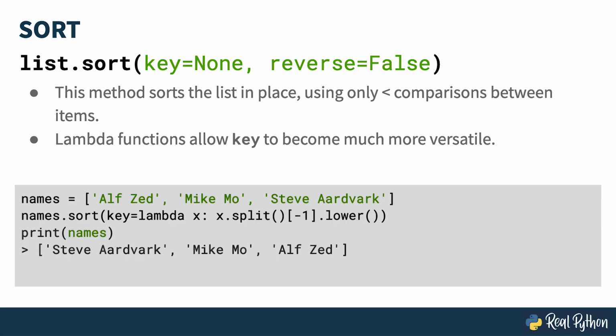Here's a quick example below. We have a list of names. We use a lambda expression to split the names and then sort by the surname, which is the last element of the list. Now let's see that code in action.